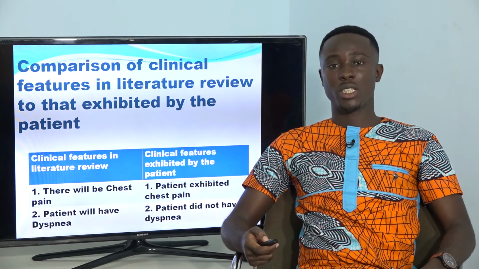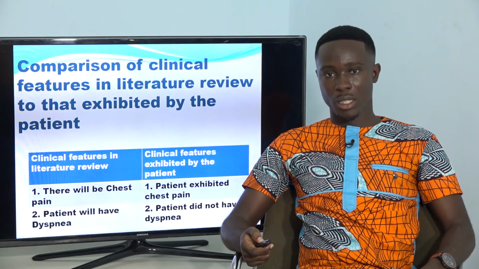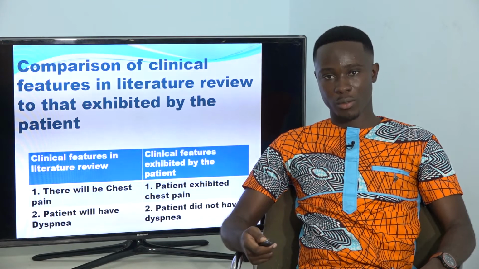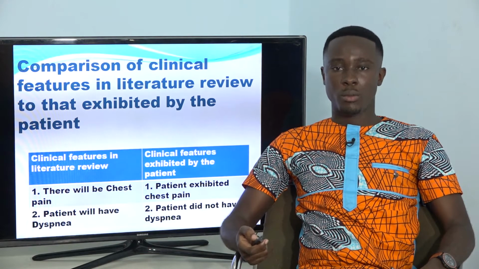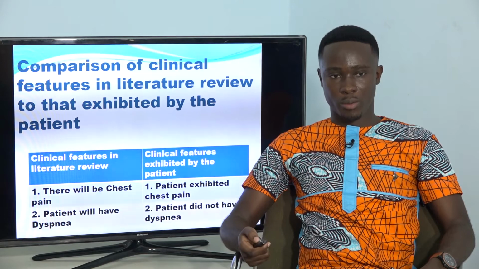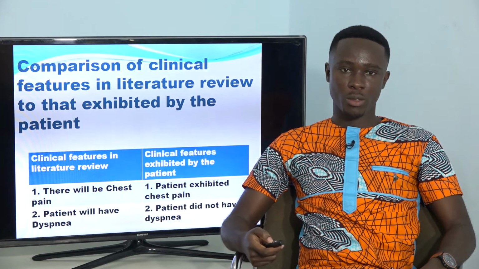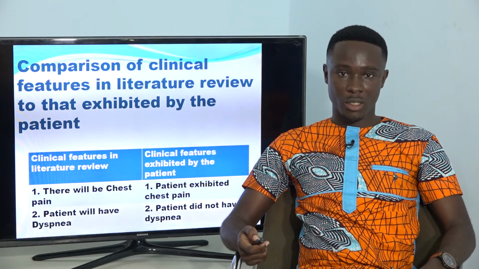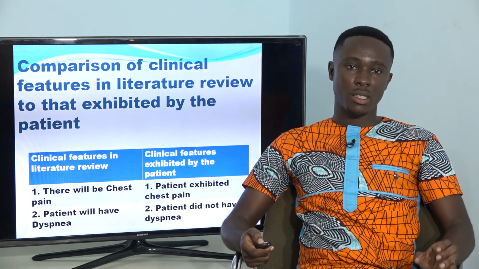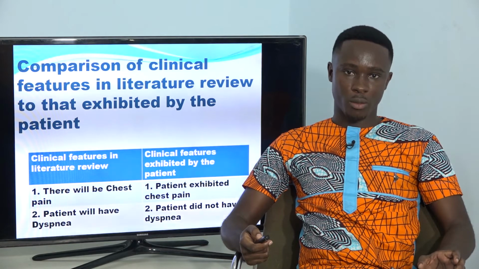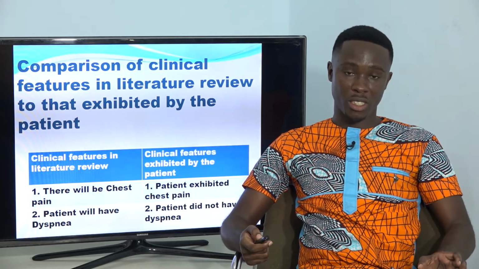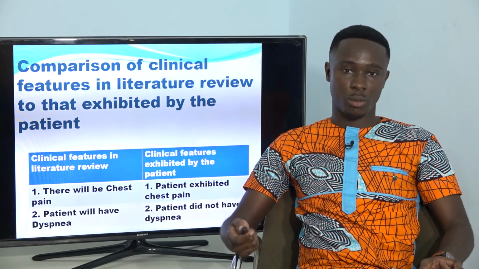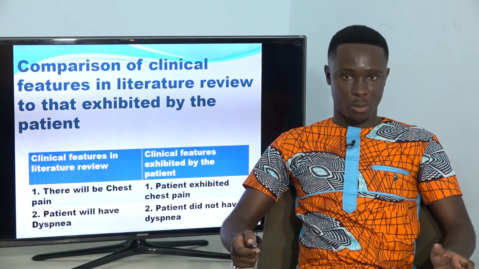So for example, there will be chest pain. And for clinical features exhibited by the patient, you also state them in sentence form, saying that the patient exhibited chest pain. Many a time you find students writing the clinical feature in the literature review column, just as chest pain. They just write chest pain and not "patient will exhibit chest pain" or "there will be chest pain", just chest pain.